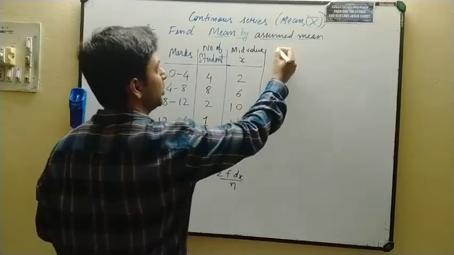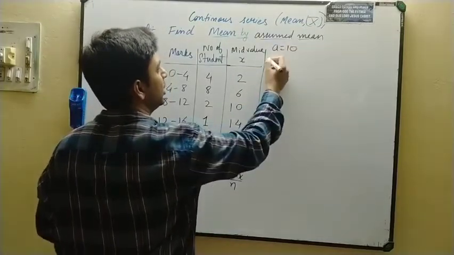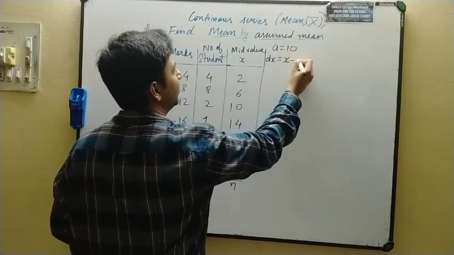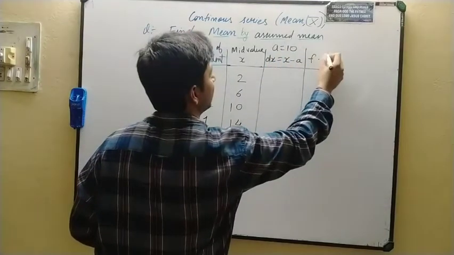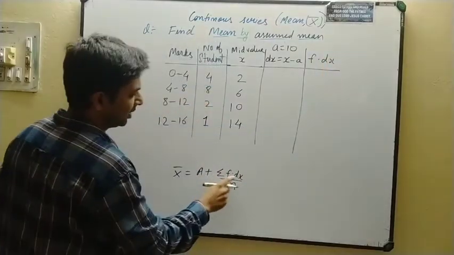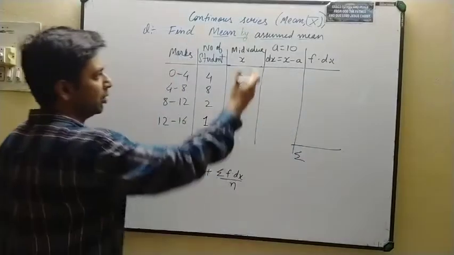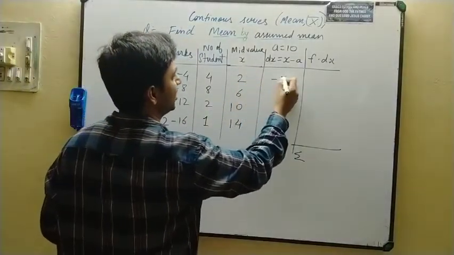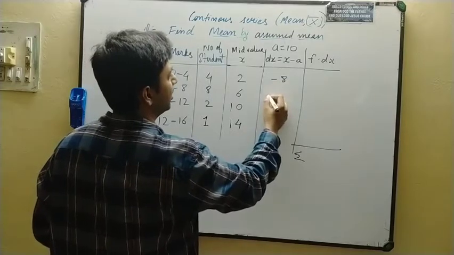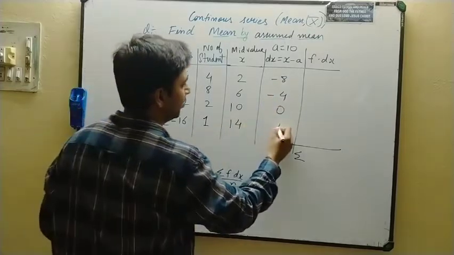Now we'll be assuming. So let us assume a rounded value, 10. Now dx will be x minus a. After this, which column will be there? F into dx, the summation of f dx. We want this column actually. For that, we'll have to calculate x minus a. So let us calculate: 2 minus 10 will be minus 8, 6 minus 10 will be minus 4, this will be 0, 10 minus 10, and this will be 4.